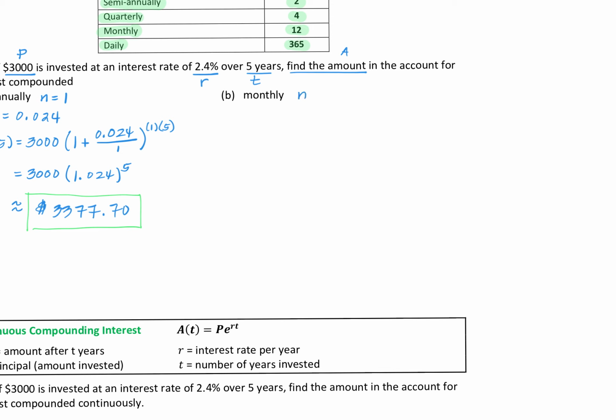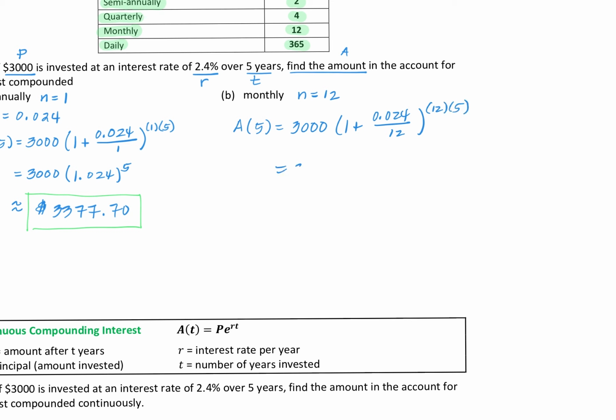That means that our n is equal to 12. So all the values are going to be the same, except for I'm going to have 12 for n. So A of 5, still 5 years, is going to be, we still start out with $3,000, and we have 1 plus 0.024 over 12 this time. And then its n is 12, t is 5.